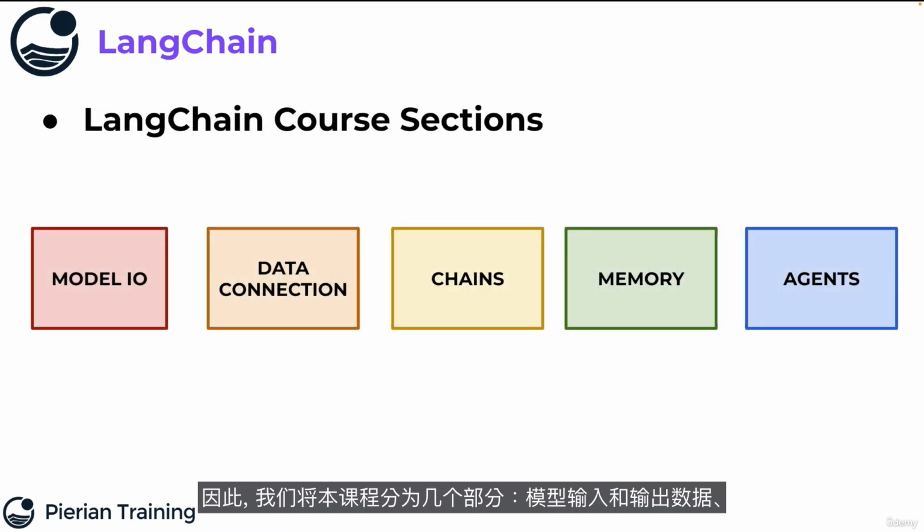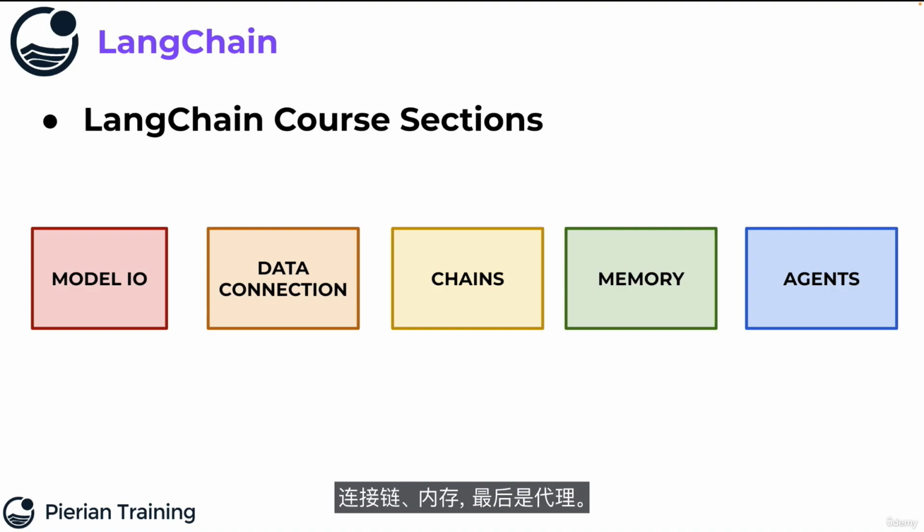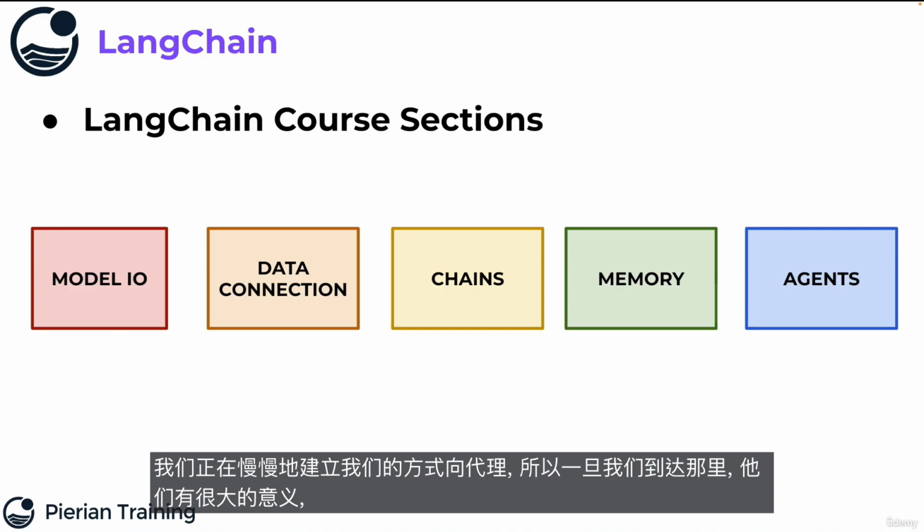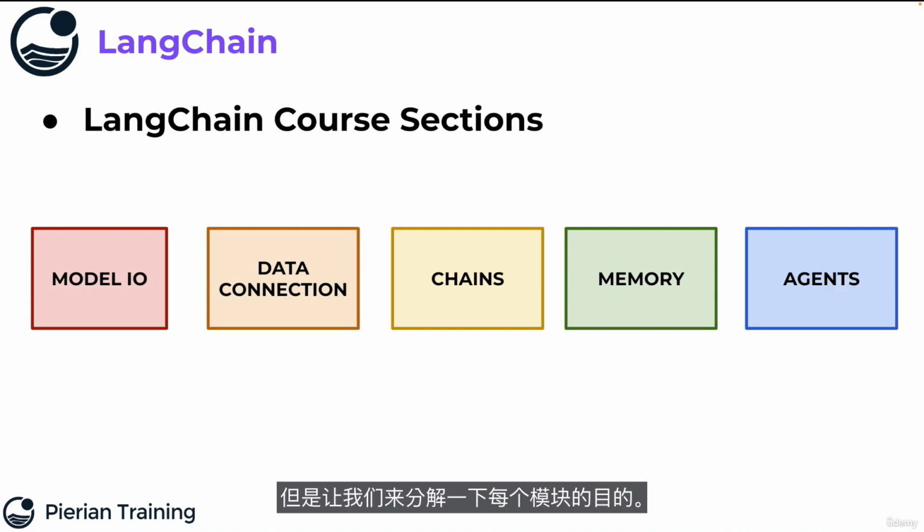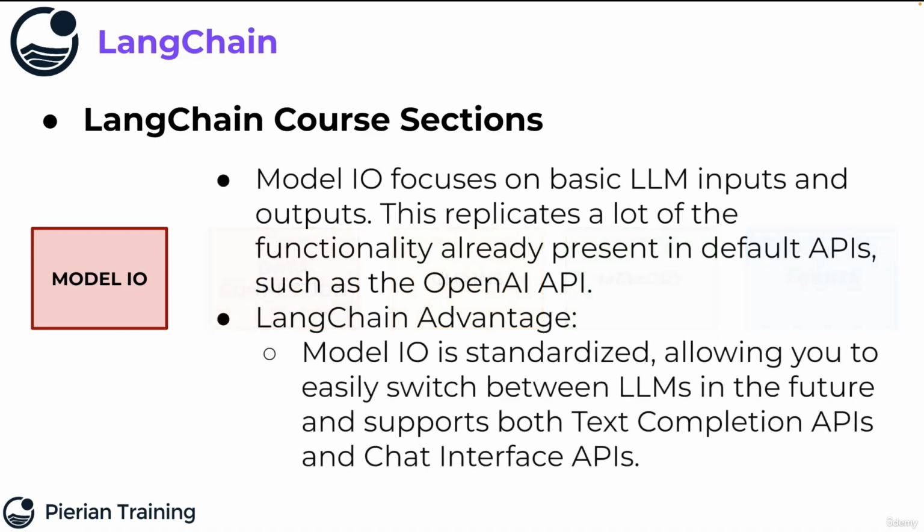So we've separated out this course into a couple of sections: model input and output, data connection, chains, memory, and then finally agents. And we're slowly building our way towards agents so that once we get there, they make a lot of sense and you can easily just hit the ground running and start building your own agents with their own custom tools. But let's break down the purpose of each of these modules of LangChain.